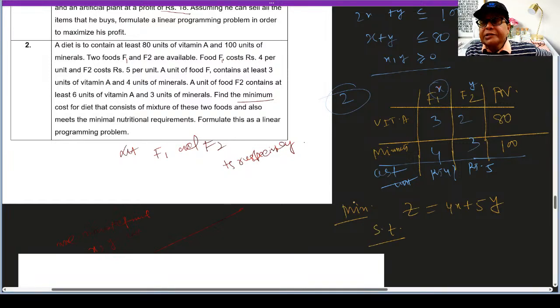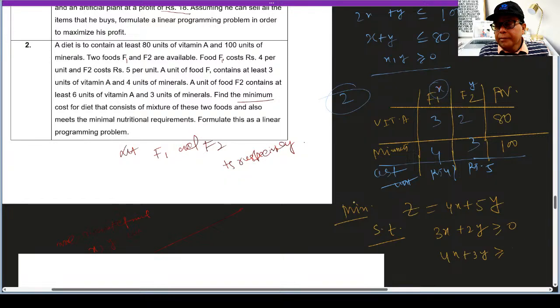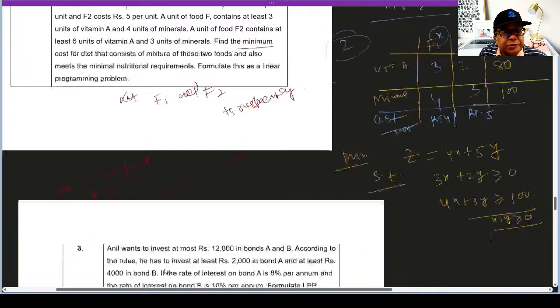Subject to, what's the restriction? Maximum 80 minutes available. Oh no, at least 80 minutes. So this will be greater than or equal to. And here, and non-negativity restrictions, x and y greater than or equal to 0. Clear? Hope you have understood.